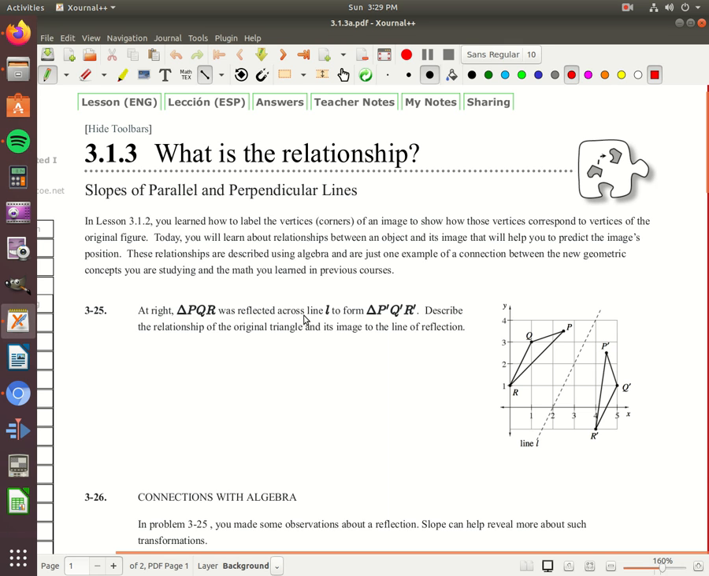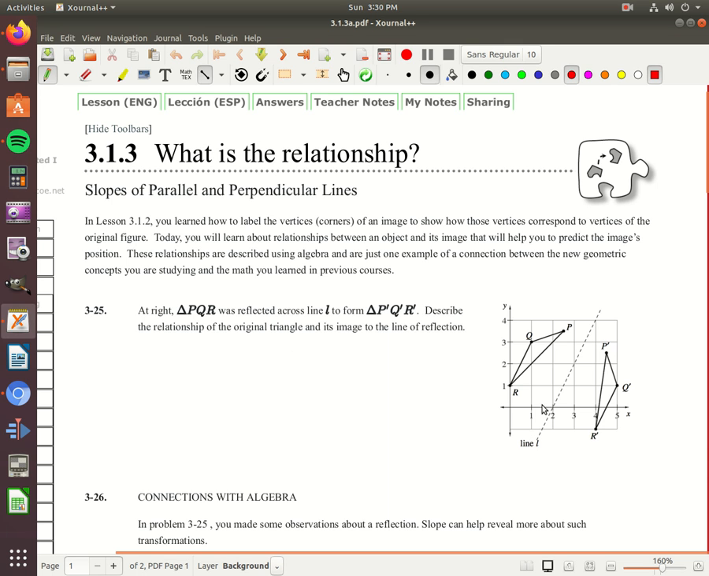Coordinate geometry is essentially putting geometric shapes on an algebraic coordinate plane and using algebra in conjunction with geometry to learn more about them, and I think it's kind of cool. Anyways, right triangle PQR was reflected across line L to form triangle P prime Q prime R prime. Describe the relationship of the original triangle and its image to the line of reflection.